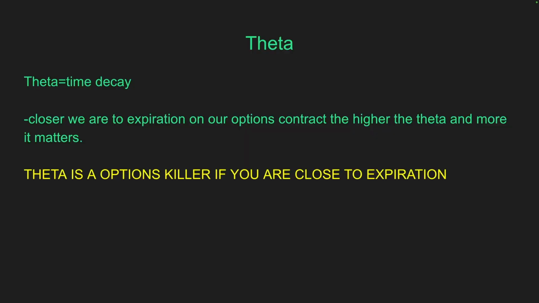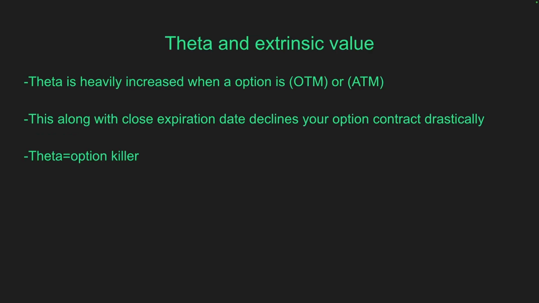And then we have the absolute killer of options. We have theta. Theta is basically just time decay. The closer we are to expiration on our options, the higher the theta and the more it matters. So now, like I said before, extrinsic value and theta. Theta is heavily increased when an option is out of the money or at the money. This, along with close expiration dates, declines your option contracts drastically. This is why theta is the absolute option killer.